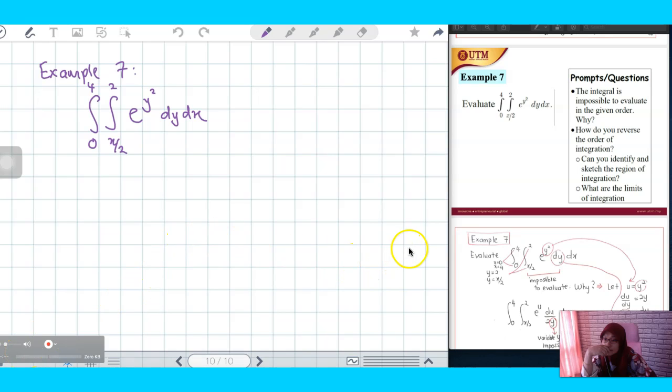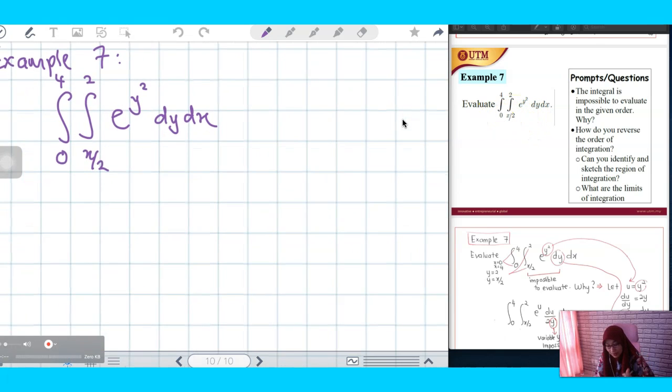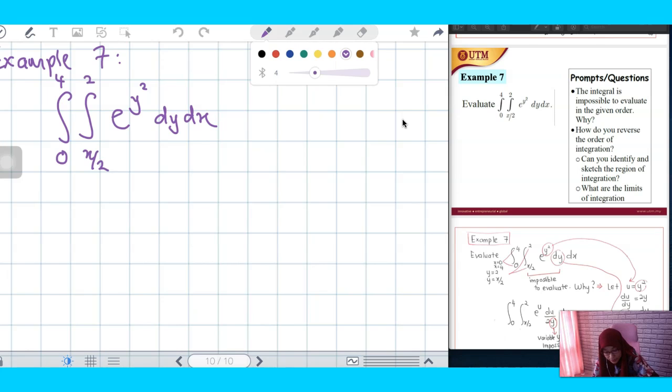Okay, now we look at example 7. You are given a complete double integral where the order is dy dx, with y as the inner variable and x as constant, with their limits. Maybe you just want to directly integrate.